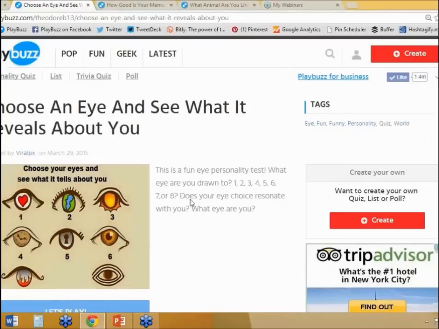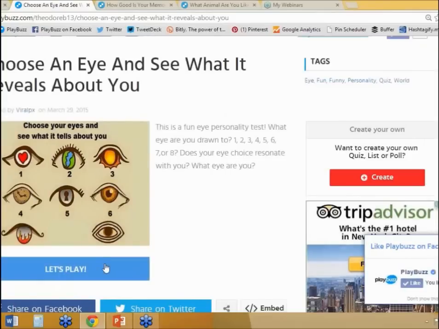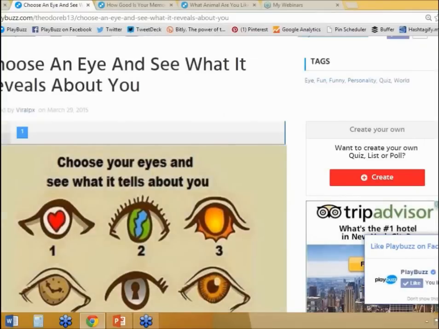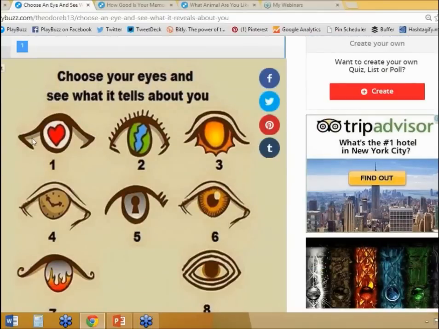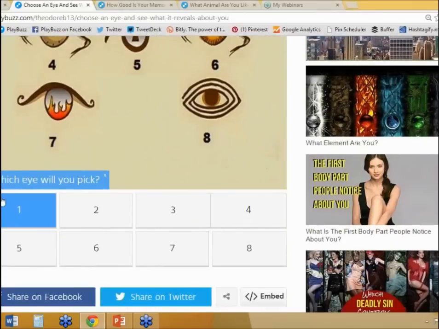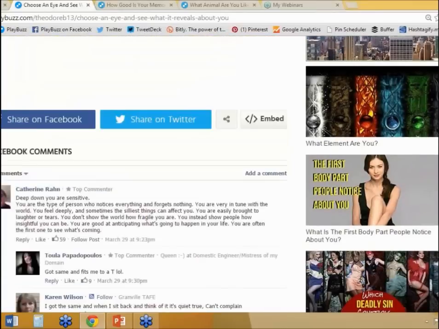Okay, so it's very straightforward. Choose an eye and see what it reveals about you. Already it adds that element of suspense. What does me choosing a particular eye have to do with my personality? Well, we're about to find out. So I like eye number 1. Which eye will I pick? Let's go with number 1.